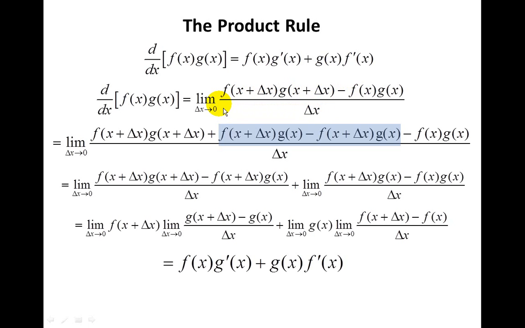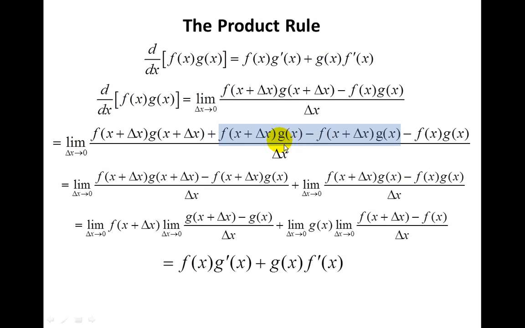Now, the key to this proof is to add and subtract this term, f of x plus delta x, g of x, and here I subtracted it off. So I added it and I subtracted off the same thing. So I've really done nothing.